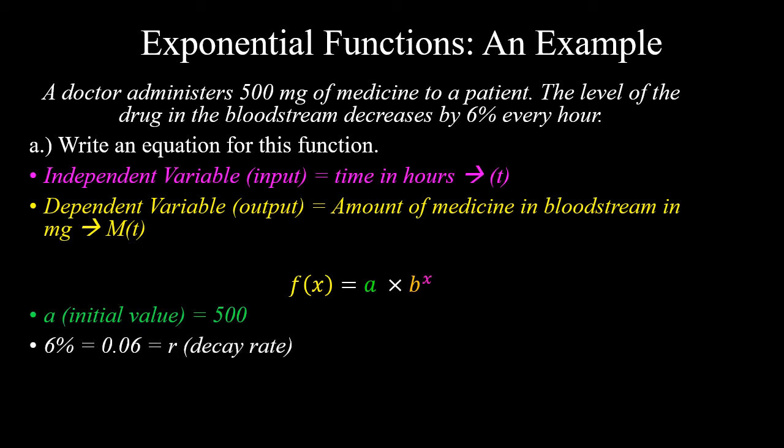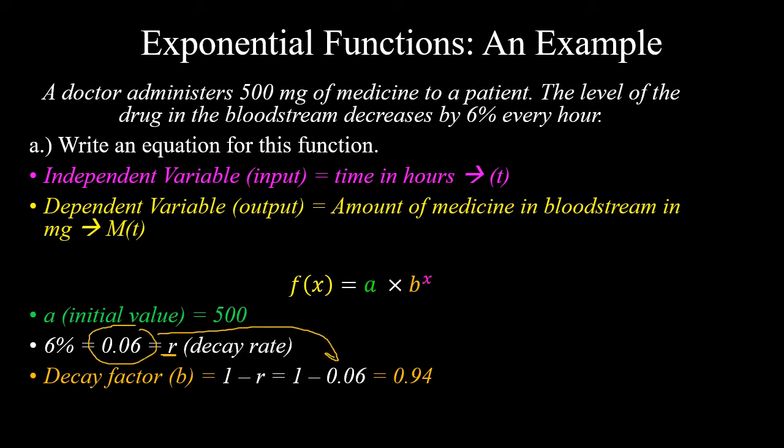We know a lot already. So our A, our initial value, equals 500 milligrams. Okay, we know that the amount of medicine in the bloodstream is decreasing by 6% every hour. Okay, I need to convert that 6% to a decimal, which gives me 0.06. That's my decay rate. So how do I find my decay factor, you guys? I do 1 minus my decay rate, all right? So my decay factor B is going to equal 1 minus my decay rate, which we called R, okay? Right, we call that R up here. We know R is equal to 0.06, so I'm just going to plug that right in. So 1 minus 0.06 is 0.94.